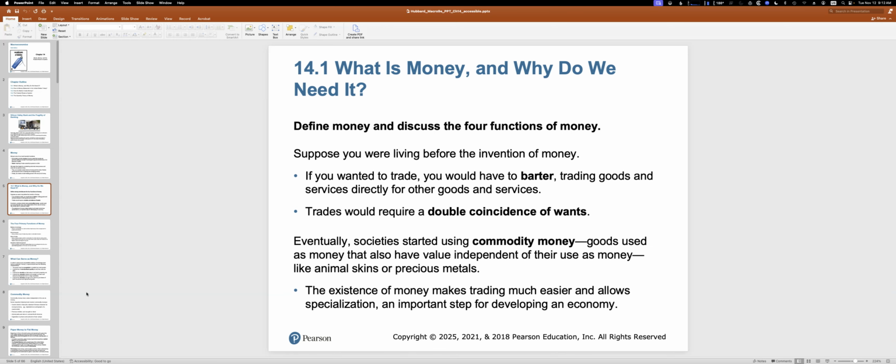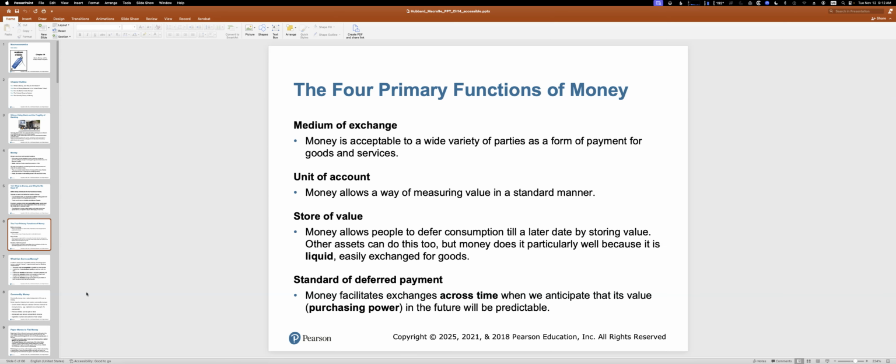But then things really start to take off as societies move away from commodity money. And that would be when they turn to what we're going to know as fiat money, which we're going to see here in a few slides. So what does money have to do? It has to serve these four functions.